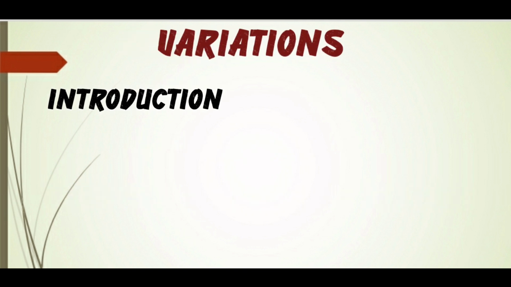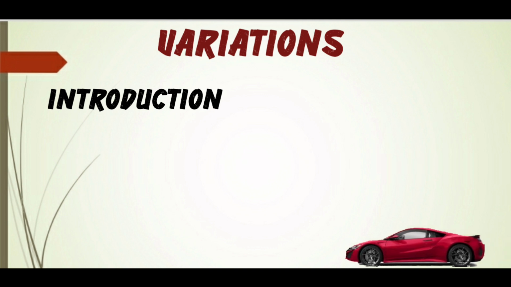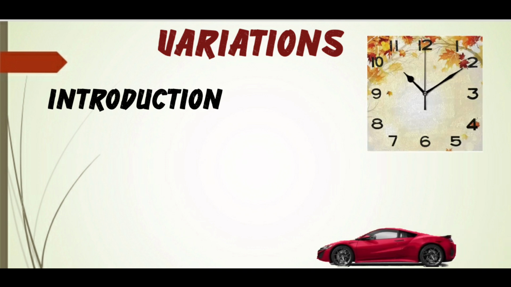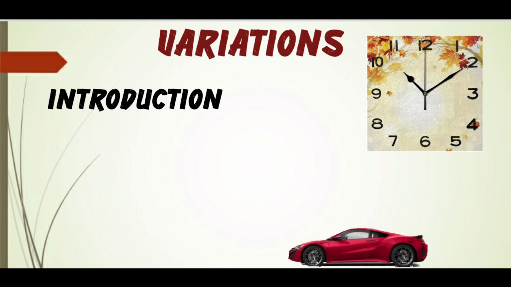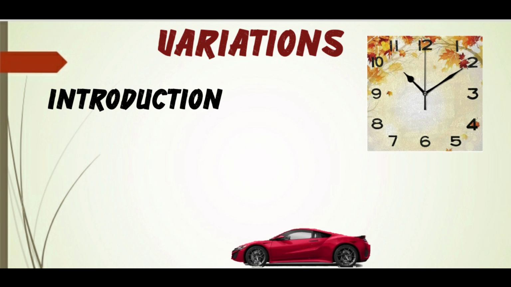Let's see the introduction. Students, we come across many situations in our day-to-day life where we need to see variations in one quantity bringing variations in another quantity. For example, a car travels a certain amount of distance in a certain period of time. Let us assume that the speed of the car is uniform. The car always travels with the same speed.